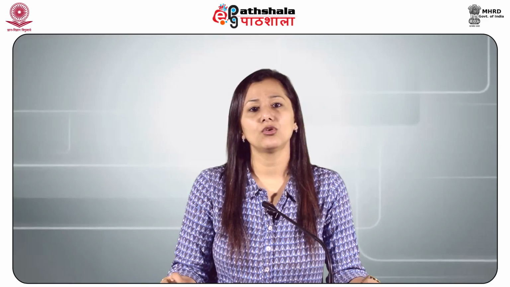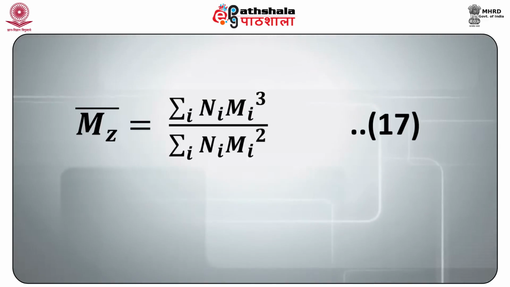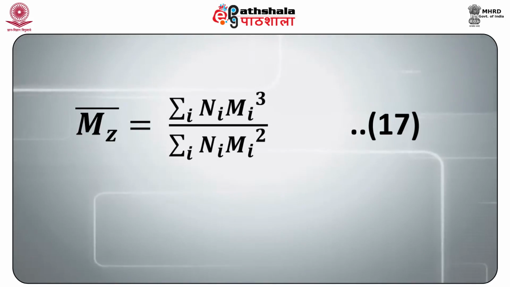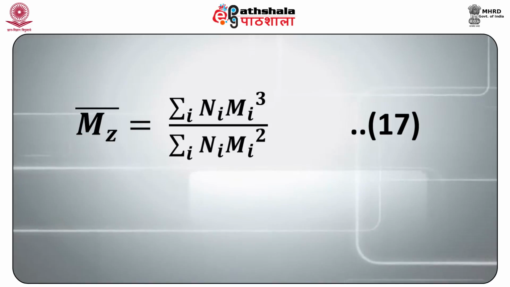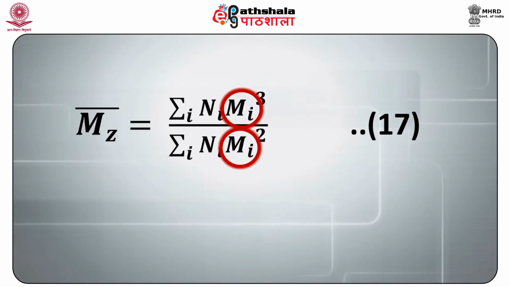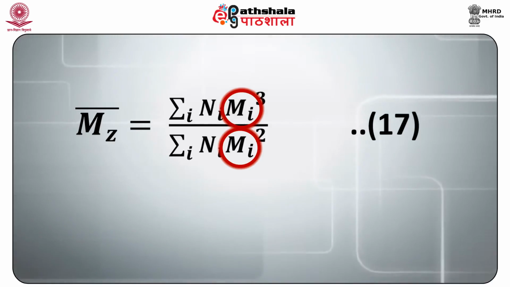The Z average molar mass is based on the third power of the molar mass and is defined by the formula Mz bar equals summation Ni Mi cube divided by summation Ni Mi square as our equation 17, where Ni is the number of molecules and Mi is the respective molar mass of the molecules.